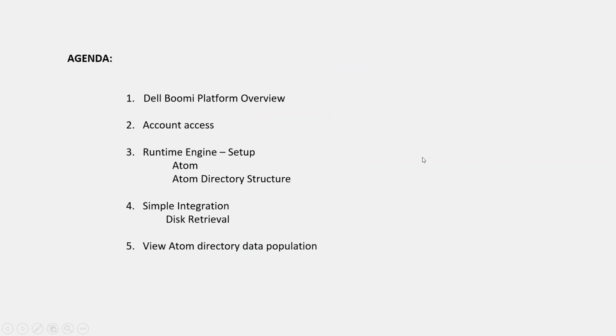The agenda plan for today is we'll first have an overview of the Dell Boomi platform. I will then provide you the account access. We will then set up the runtime engine, which is the Atom, and we'll see the Atom directory structure. We will then do a simple integration. We'll try to connect to disk and retrieve the files out of it. We will then execute the process and see how the Atom directory data has been populated. So let's get started.